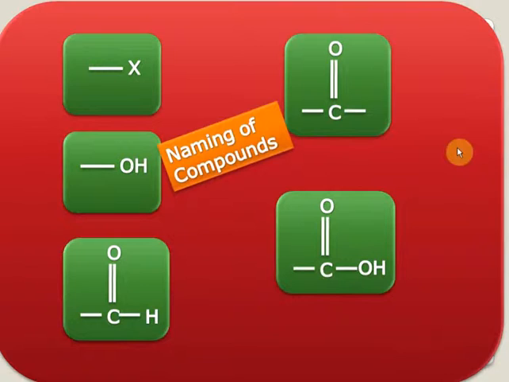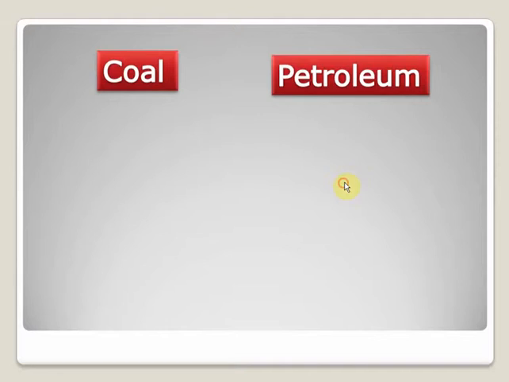We even learnt about the naming of the compounds that contain functional groups. Compounds which contain the halo group are named haloalkanes. Compounds with the alcohol group are called alkanols. Compounds with the aldehyde group are called alkanals. Compounds with the ketone group are called alkanones. And compounds with carboxylic acid group are called alkanoic acids. We learnt about all these.